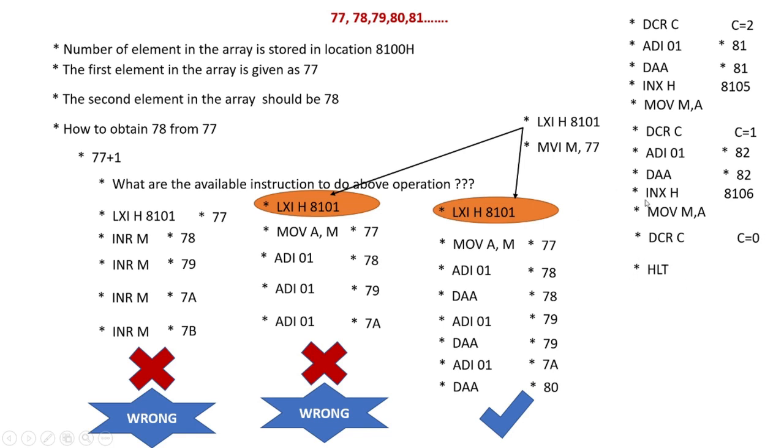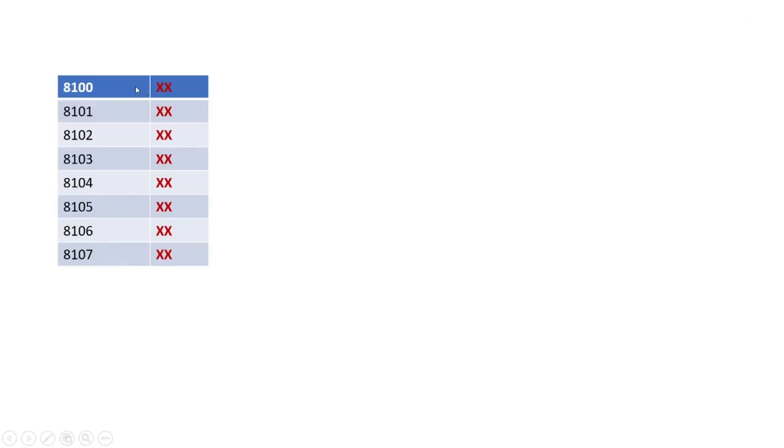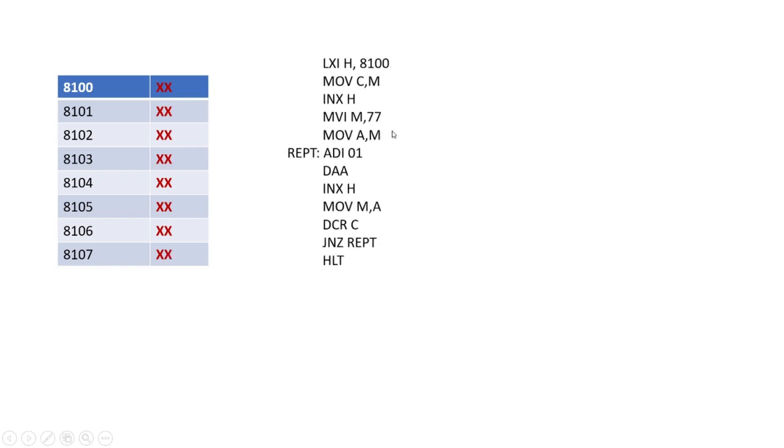In this program there is a small mistake that you need to point out as a comment. Before execution of this instruction, the content of memory location 8100 is something, say it is represented by don't care. We don't know about that. So this is our general program in order to do the task. Location 8100 contains the number of elements in the array, so we are moving it into the C register by means of this instruction.